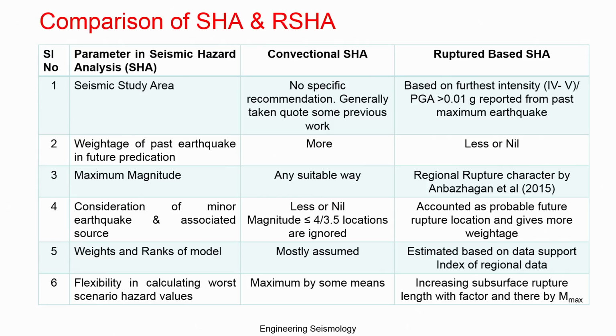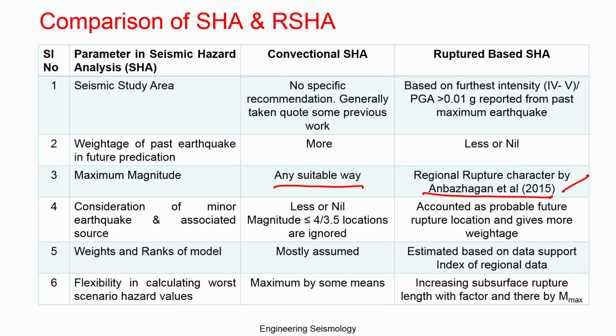Second, the weightage to past earthquakes in the future prediction. The conventional approach gives more weightage to already occurred earthquake locations, but the rupture based analysis gives very little weightage, because it also considers potential possible rupture locations. For maximum magnitude, the conventional approach uses any suitable way. Rupture based analysis highlights that you should estimate M max only by the Unbergen et al. method, using the regional rupture character, which is developed by us.